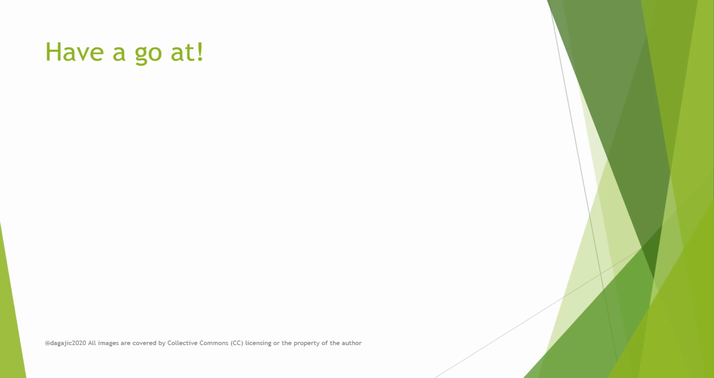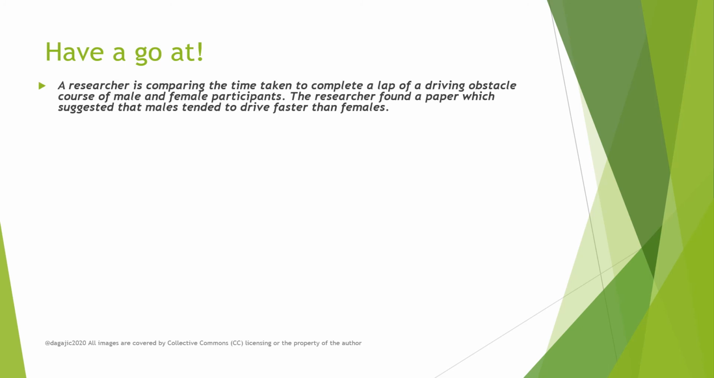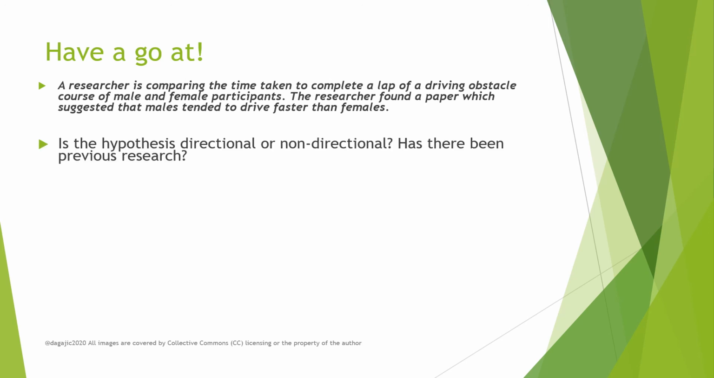So let's have a go at another example. A researcher is comparing the time taken to complete a lap of a driving obstacle course of male and female participants. The researcher found a paper which suggested that males tended to drive faster than females. So our first question, is the hypothesis directional or non-directional? Has there been previous research?